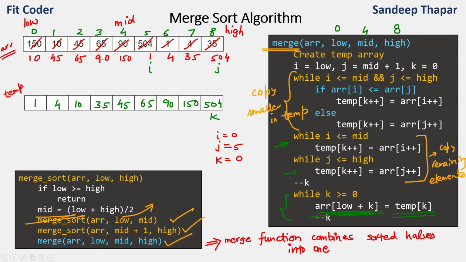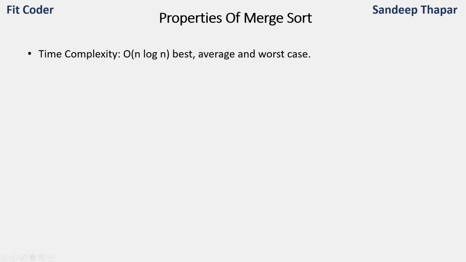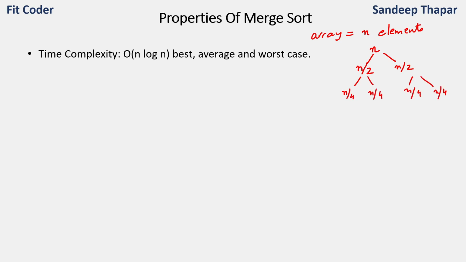Now once you've understood the algorithm, let's have a look at the important properties of merge sort. So the time complexity of merge sort is order of n log n. Why this is n log n is basically we are creating a balanced tree in the merge sort. So if we have an array of n elements, in each step we are breaking the array into 2 parts. So we have n split to n by 2, n by 2. Now n by 2 will be split to n by 4, n by 4. Now n by 4 will again be split into n by 8 and so on.